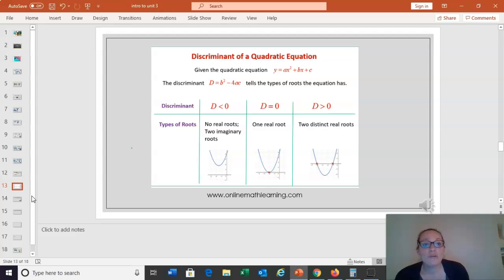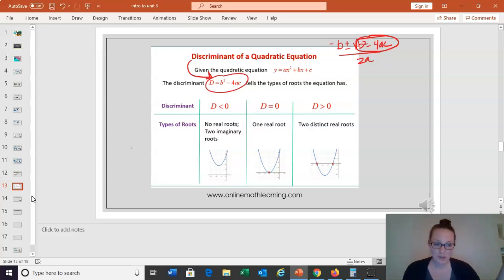Remember, the discriminant is just the part under the radical of the quadratic formula. So just this part here, which is written here. And guess what? They label it with a big D. Isn't that nice when the labels actually make sense?